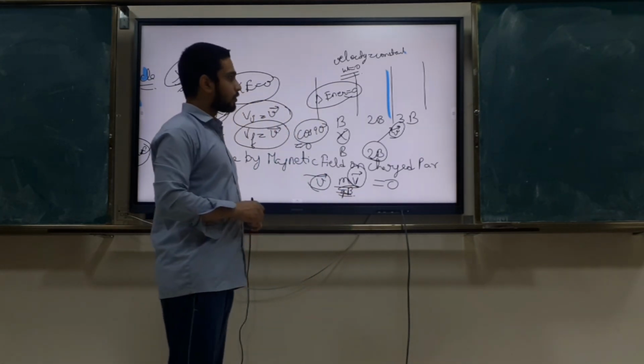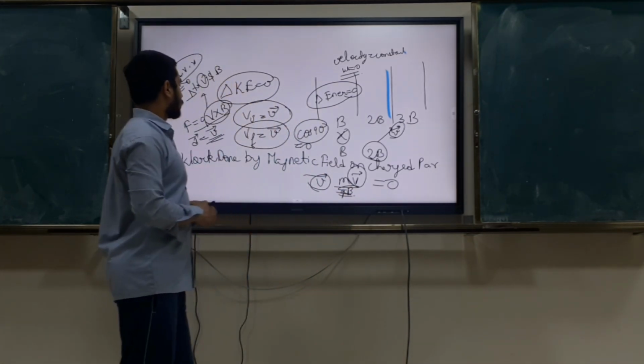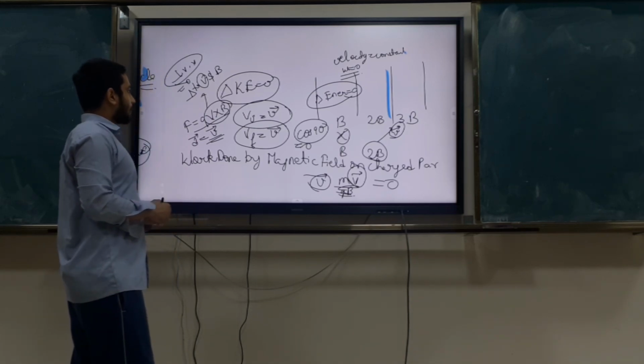Like this, you can see what the velocity vector is at the final stage.